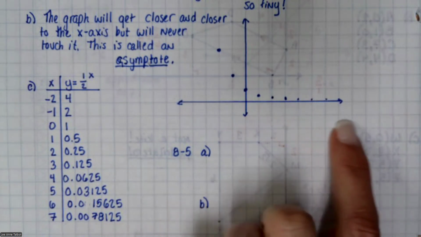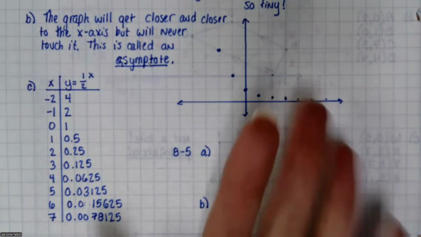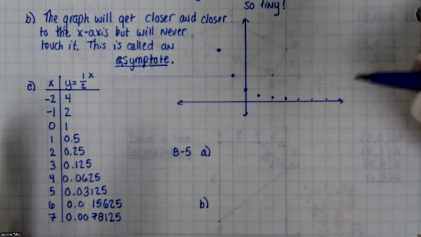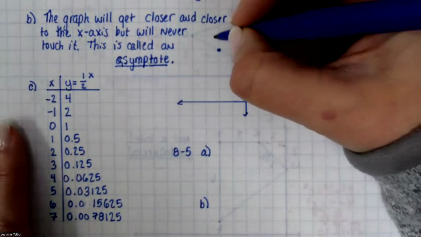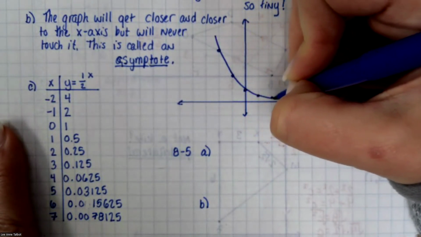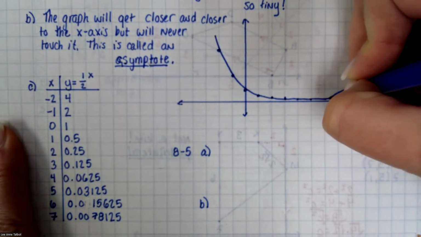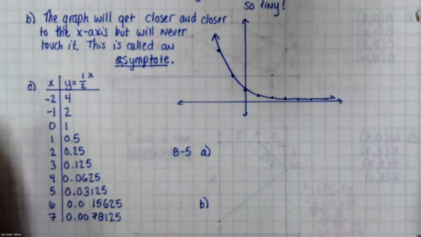The decimals have gotten so tiny that we can't really graph them accurately. So we're just going to put little dotsies in that are approaching the x-axis but not crossing it. So just draw your curve in. Don't touch it. Try not to touch it. I'm going to see if I can do it. Oh my gosh, it's happening. Okay. Whew.